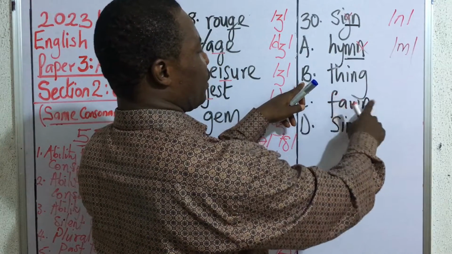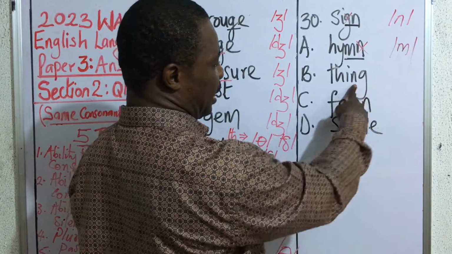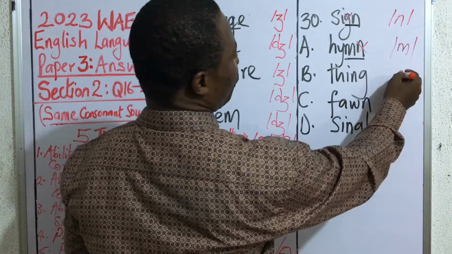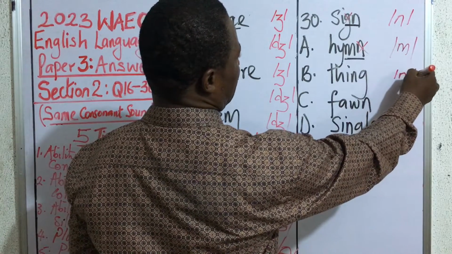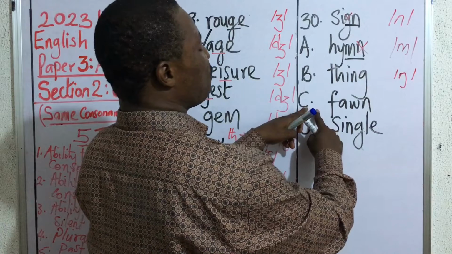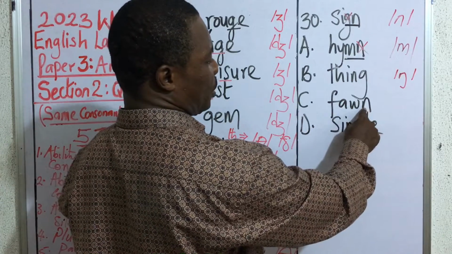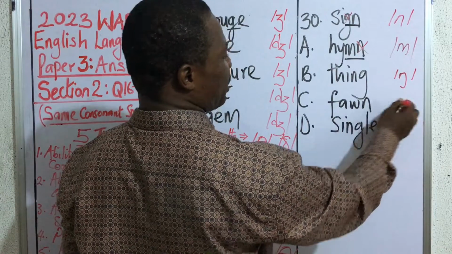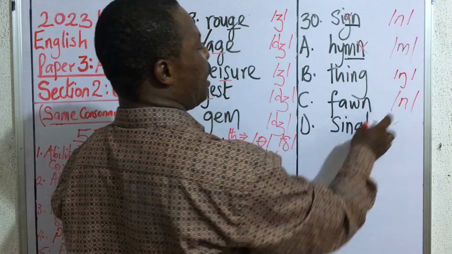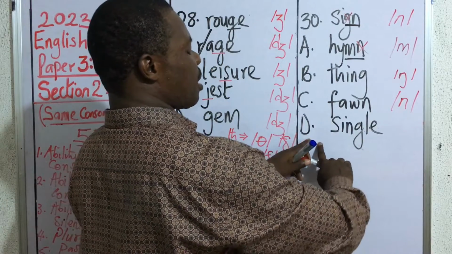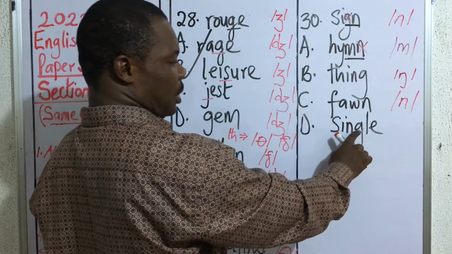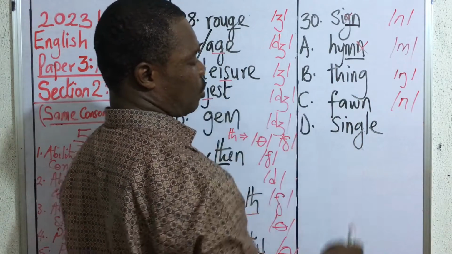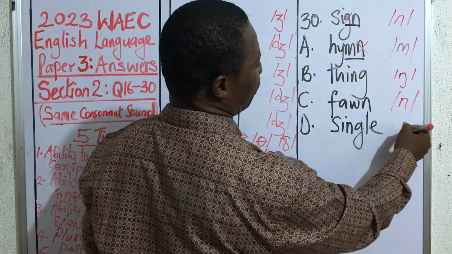Option B, thing. Like we explained earlier on, this is N that is followed by G. It's not going to give you the sound N anymore, but it will give you the ng sound, a glottal sound. Then you have found. This is what? N sound. Nothing is silent here actually. So the N will still maintain its sound. Well, what about single? For single, this is N that is followed by G, like we explained here, and in one of the questions we've already considered. So it's going to give you the ng sound.